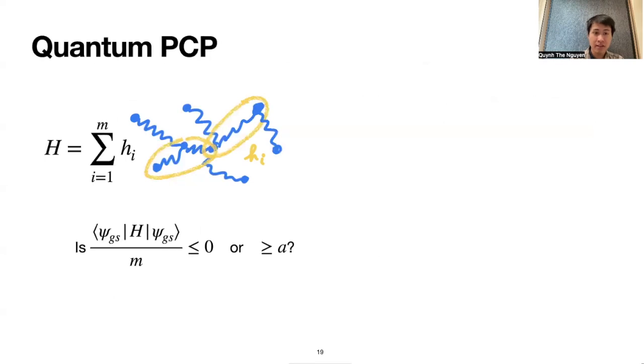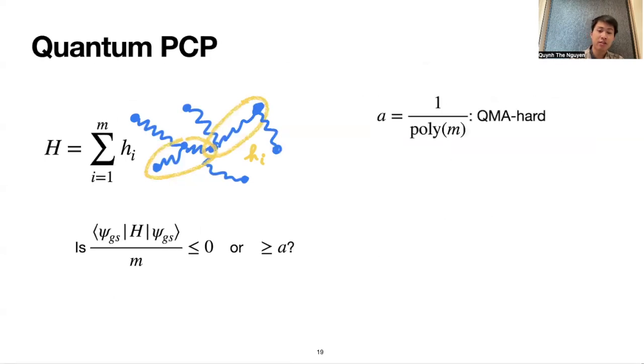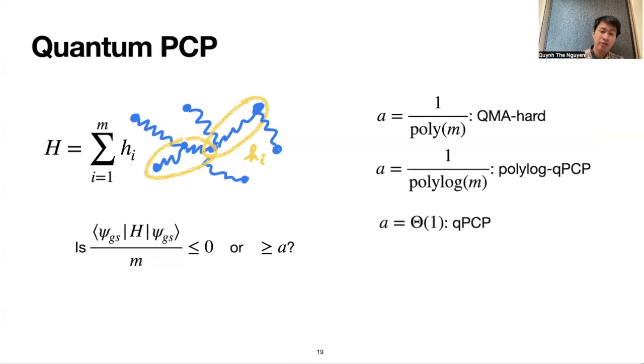Just a reminder, quantum PCP asks that the local Hamiltonian problem with an inverse polynomial promise gap being QMA-hard is still QMA-hard when the promise gap is constant. For this work, we think that our Hamiltonian could be useful for the polylog version of quantum PCP, in which the promise gap is 1 over polylog.